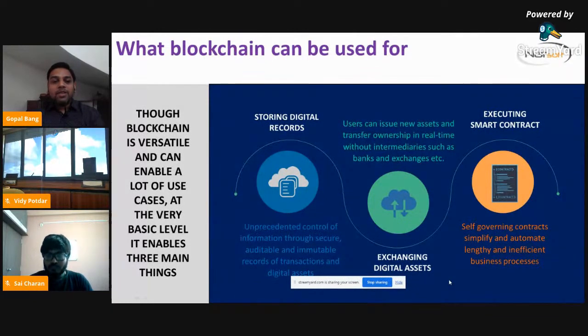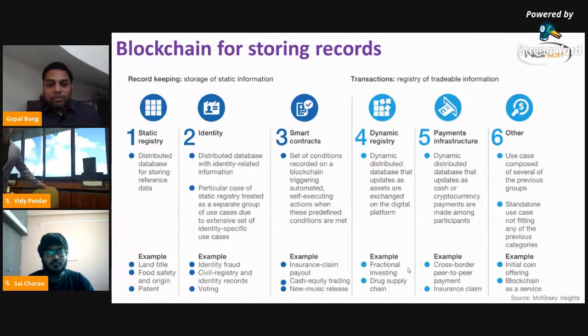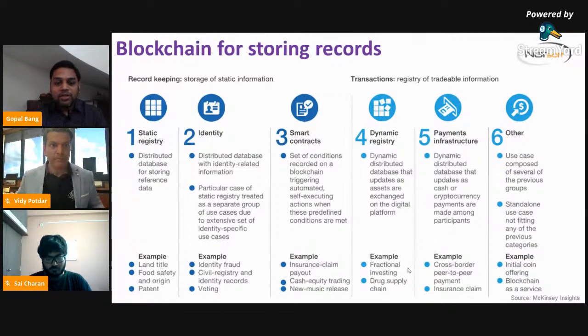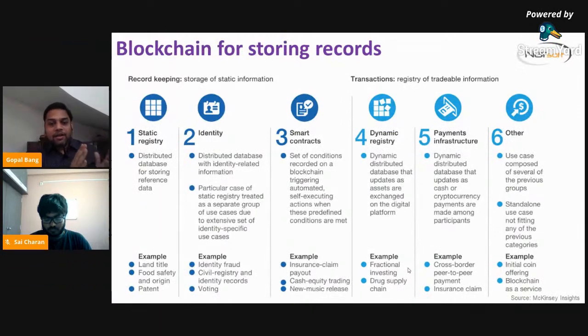Next slide, Sai. Let's see each of these three in a little more detail. Now we are seeing the first one, the storage of records. There are basically two types. One is storage of static information, that is records stored in a kind of database where you accumulate record after record, and it is verifiable as and when needed. That means the records are stored historically; it may or may not be real time. For such applications, blockchain is useful. Examples we have seen include land title, food safety and origin, and patent. I think we have seen this in the previous part of the presentation as well.